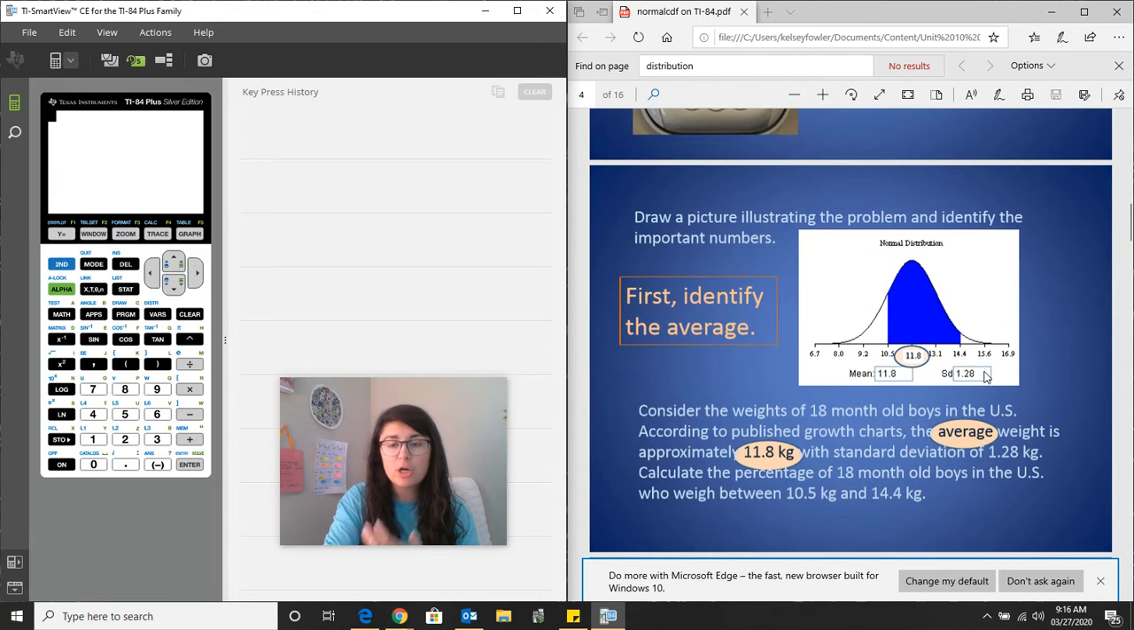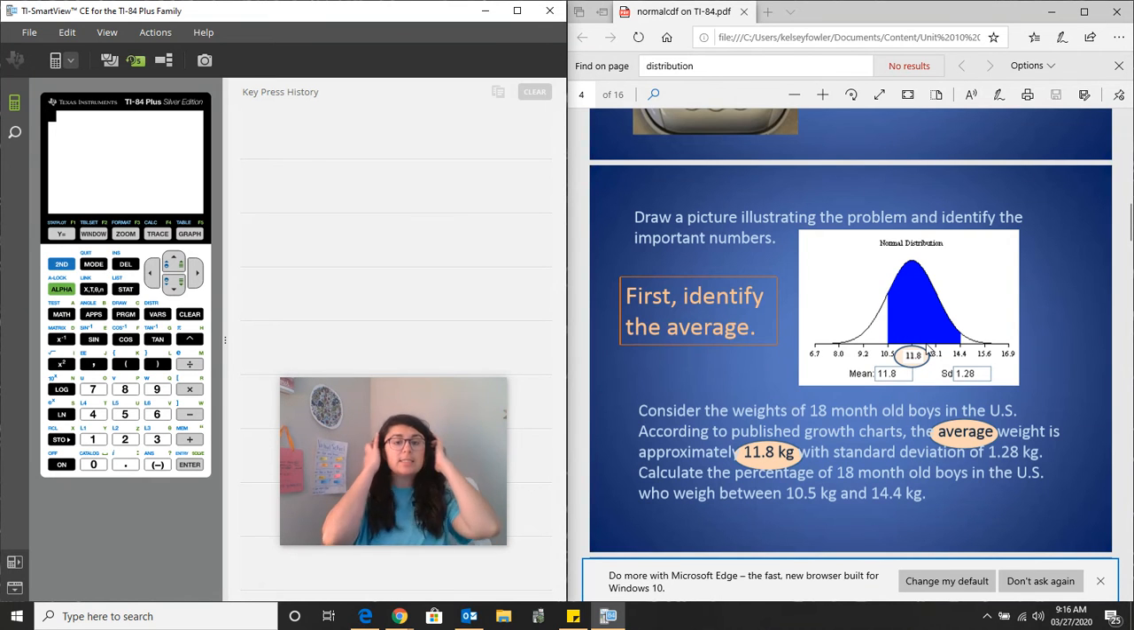So drawing a picture always helps, right? I love drawing pictures. So they put the mean here in the middle. They put a mark where both ranges are. They've got their standard deviation to space this out. And they want to know this area in blue.